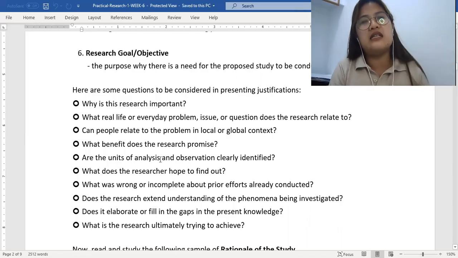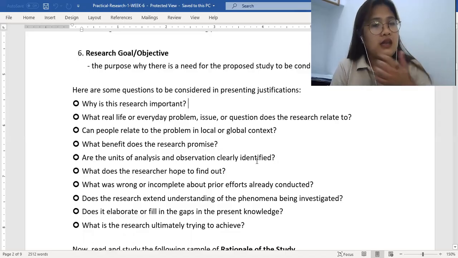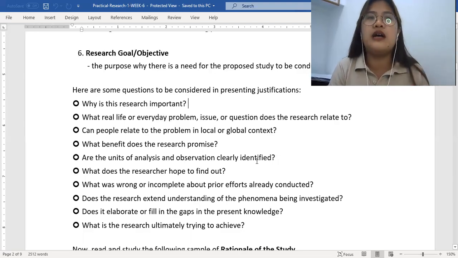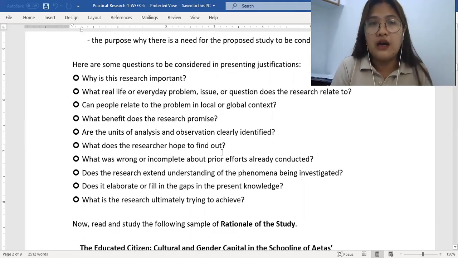Are the units of analysis and observation clearly identified? How are they going to observe? How are they going to analyze? What does the researcher hope to find out?